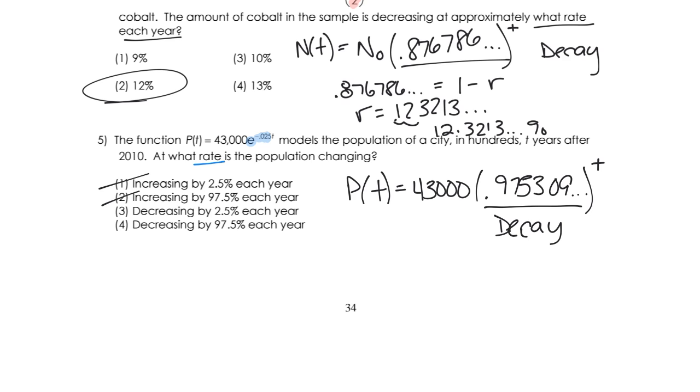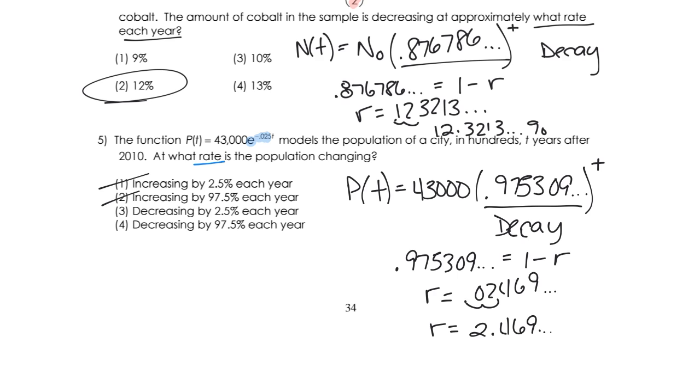Because it's decay, we're going to take our decimal, 0.975309, and put it equal to 1 minus r because it's decay. We're going to subtract 1, and we're going to divide by -1, and our rate comes out to be 0.02469... Move the decimal over 2 places to the right to change it into a percent, and we have 2.469... percent. Okay, and so we're decreasing by about 2.5% each year, which is choice 3.